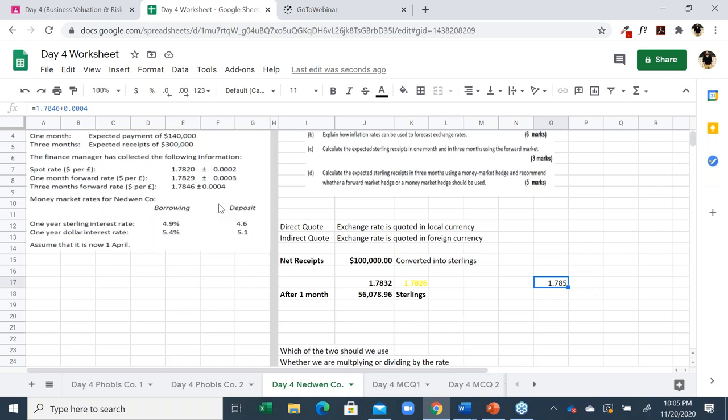And after 3 months, what is the amount that we will be getting? Okay, do we have receipts or payments? After 3 months, we again have receipts. So we had receipts and we still have receipts, so the rate should be the same. It's only the amount that has to change. The amount will be $300,000. And if we convert it into pound sterling, this is the amount that we'll be getting after 3 months. That's it.